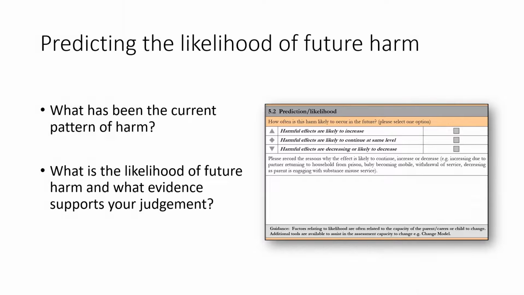Section 5 focuses on prediction of future harm. It considers the current pattern of harm, whether this has been increasing, decreasing, or continues at the same level. It then looks at likelihood of future harm, whether it is predicted to increase, decrease, or continue at the same level, recording the evidence behind the judgment.